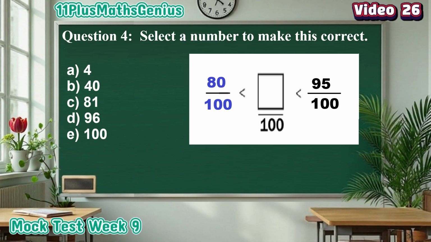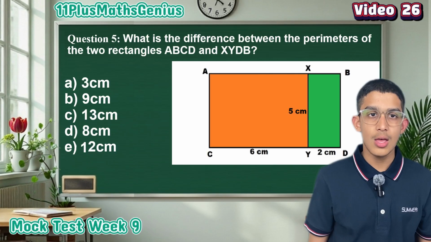Now, we know that in order to fill the value, the number has to be between 80 and 95. Now, if we look at our answers presented to us, the only viable option would be C, 81. And that's our final answer.